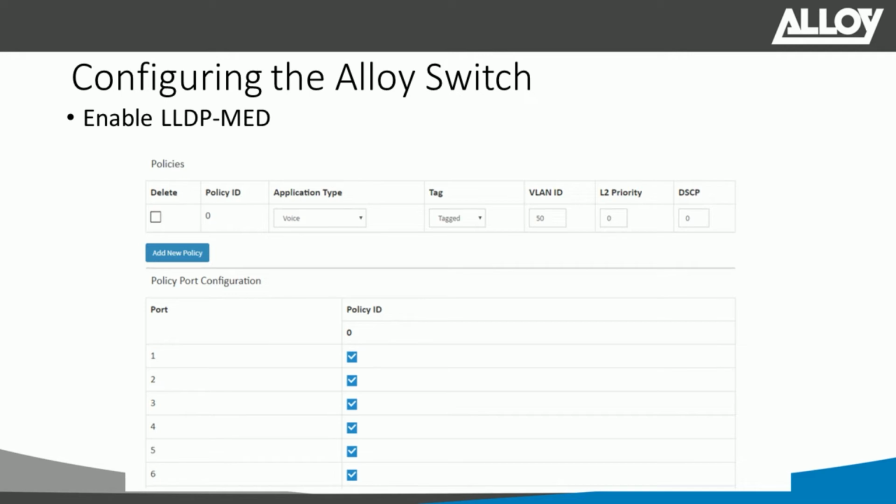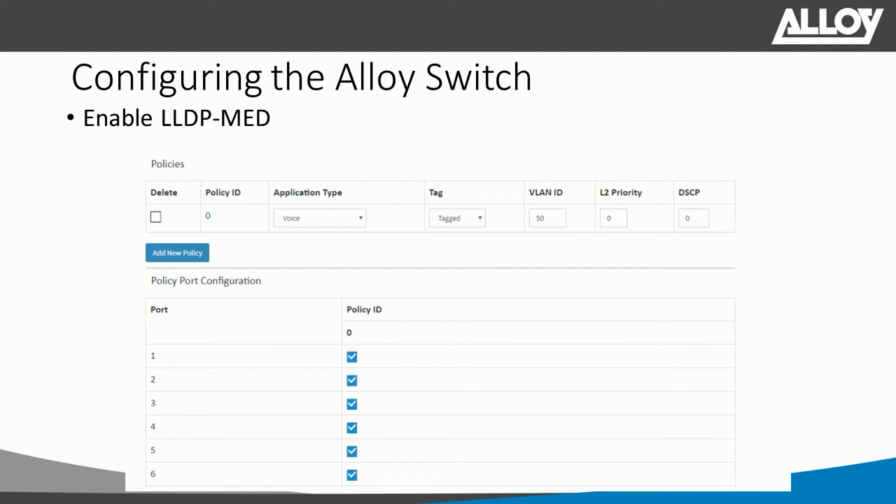From the LLDP menu, first you need to create a policy. What this will do is allow the setup of the voice VLAN ID that has been assigned automatically to the LLDP device. In the example that you can see, when the device is configured to use LLDP, it will be assigned the VLAN of 50 as tagged, and the QoS will be set as voice. That's just at the top there where you can see policies.